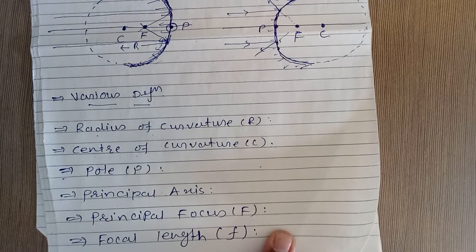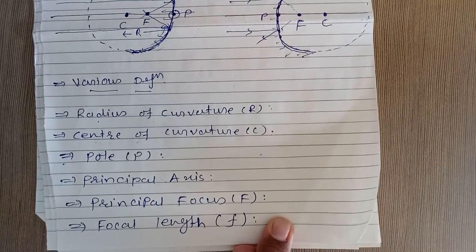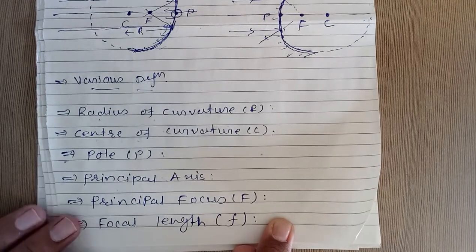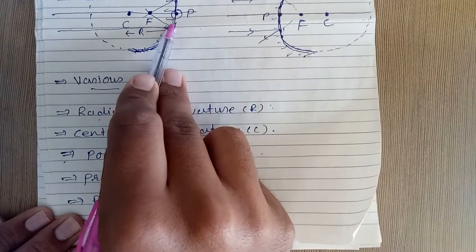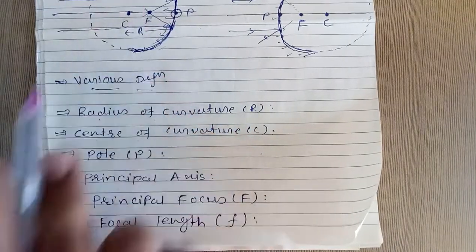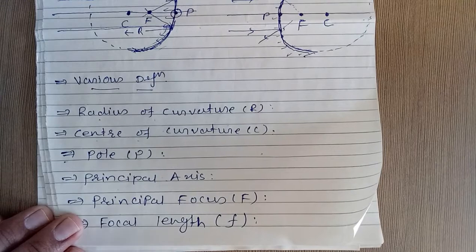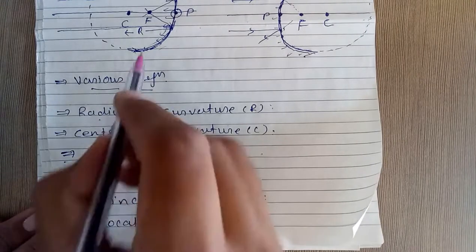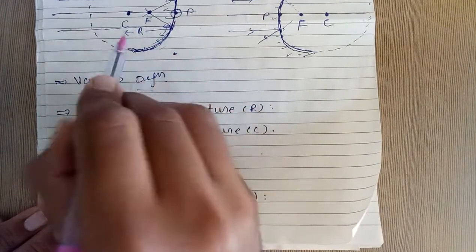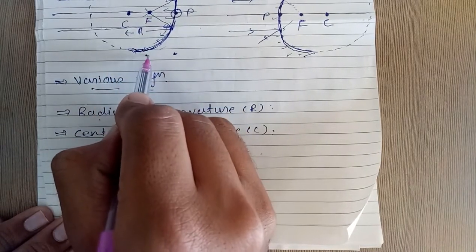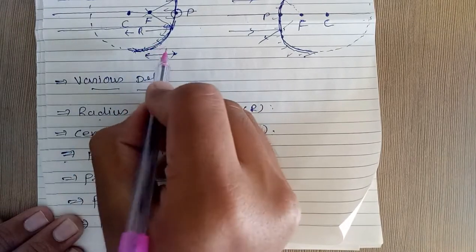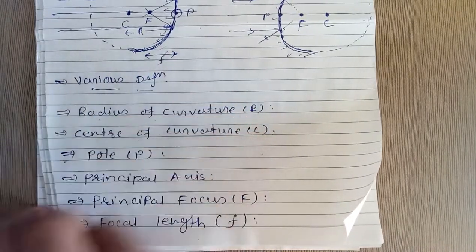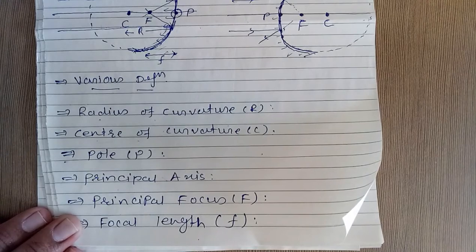Now our last definition, focal length. What is focal length? The distance between the pole P and the principal focus capital F is known as focal length. Here this is the pole P, and this point is the principal focus. So this distance between the pole and the principal focus is known as the focal length, small f.